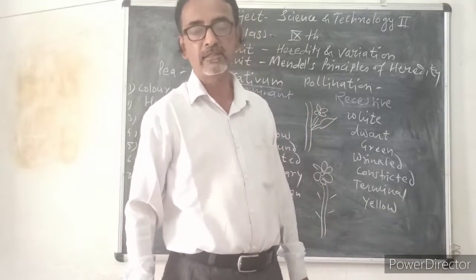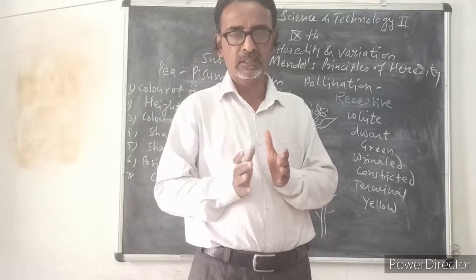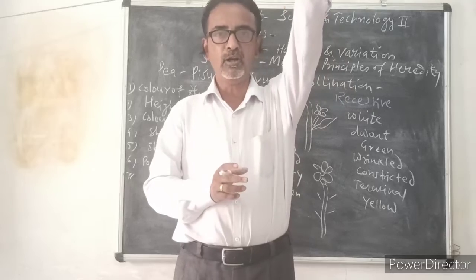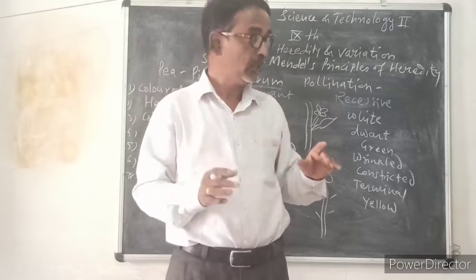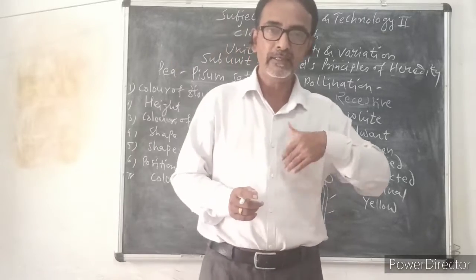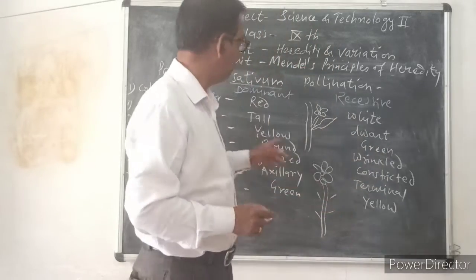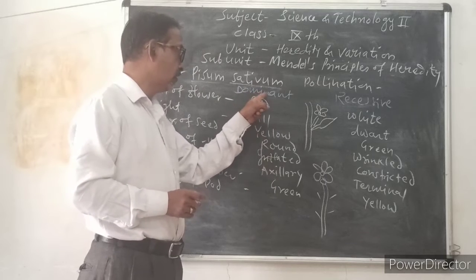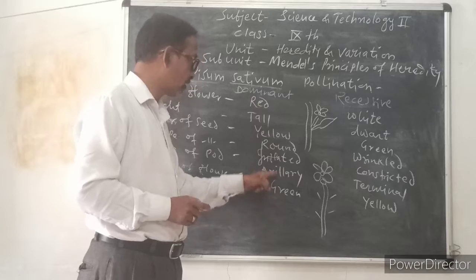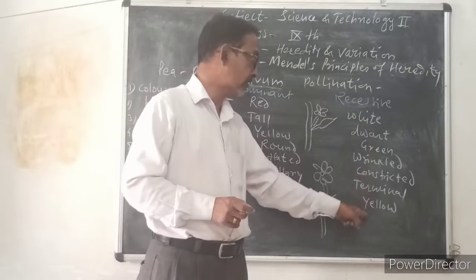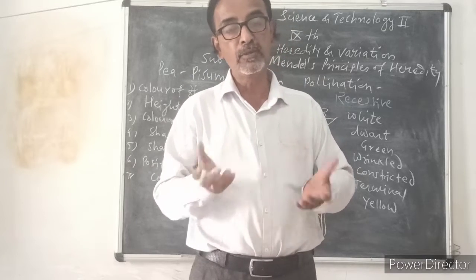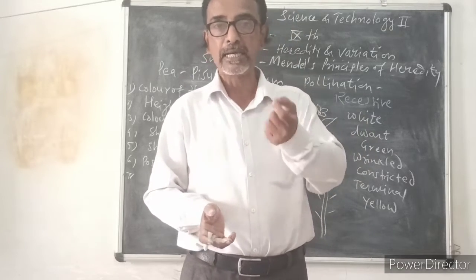These are 7 characters which are contrasting. Contrasting means we can see the difference, for example height, tall plant and short plant, immediately. So that is called contrasting characters. He studied these, and he told us that these characters are dominant and these characters are recessive. So why are some characters dominant and why are some recessive?